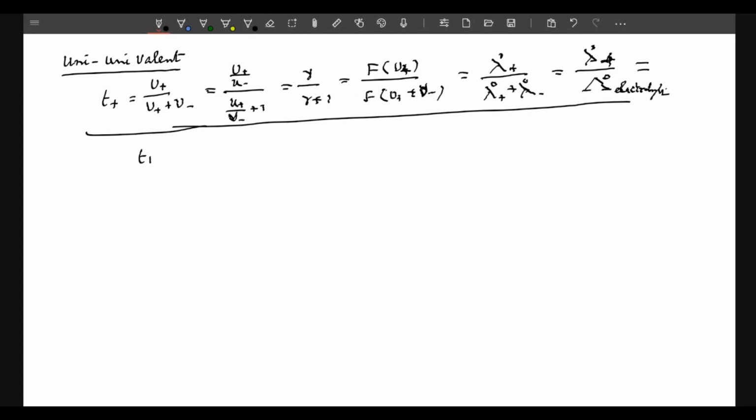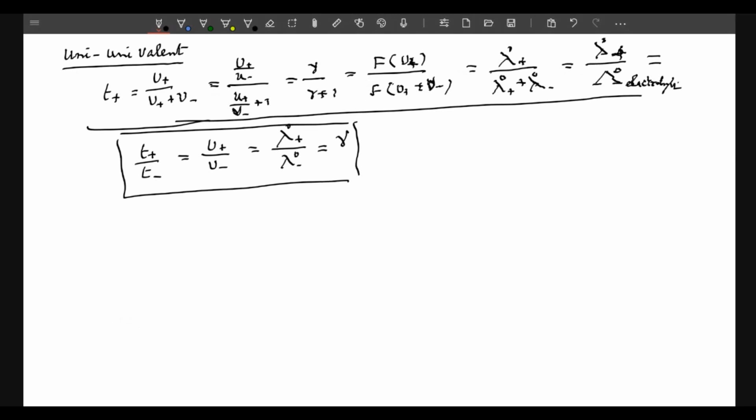That other relationship is t plus by t minus equal to u plus by u minus equal to lambda naught plus by lambda naught minus, equal to r. This is another relationship, so keep it in your mind. You can easily work out the problem without any confusion about which relation to use. Here, if t plus is calculated and you are asked to calculate t minus, that can be easily done. Okay, keep this in mind.